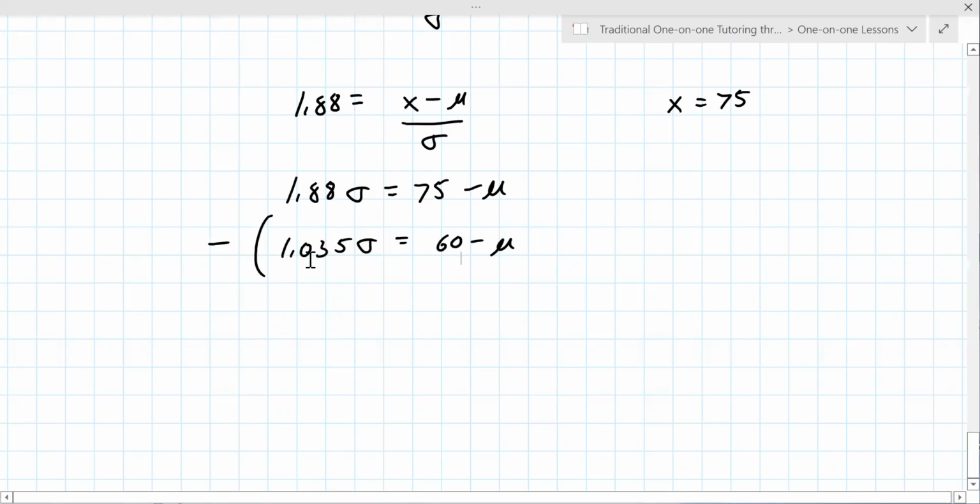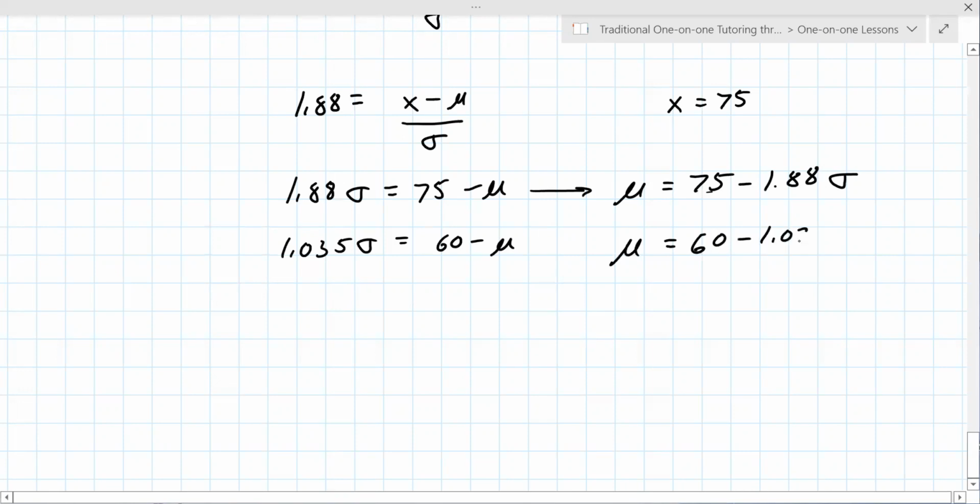So probably what you guys did in class is you solve both of these for mu. To solve for mu, you're going to add mu to the other side and subtract. So mu equals 75 minus 1.88 sigma. And then same thing here, you add mu and subtract. So mu equals 60 minus 1.035 sigma. Then they equal each other. And yes, exactly.